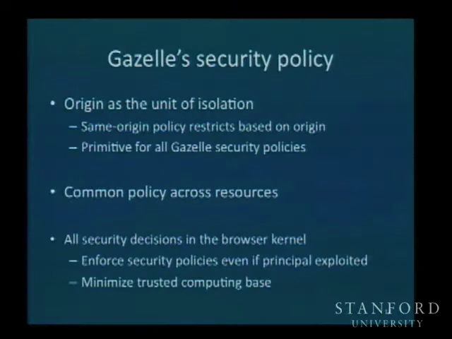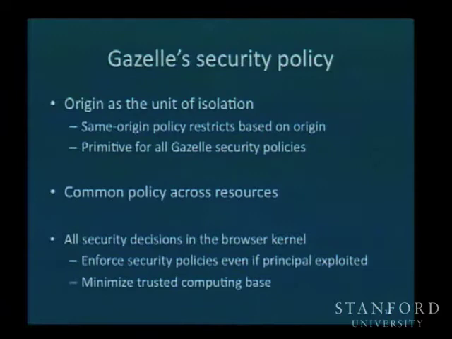So Gazelle's security policy takes the origin as the unit of isolation. This is really the primitive for all Gazelle security policies, and we apply it across all resources. For example, the cookie policy, which is a slight modification of the same-origin policy with some added features, is implemented with the same primitive. We have local storage as an origin-isolated bin that you can write to. So the origin is the underlying primitive for all of the security policy in Gazelle.